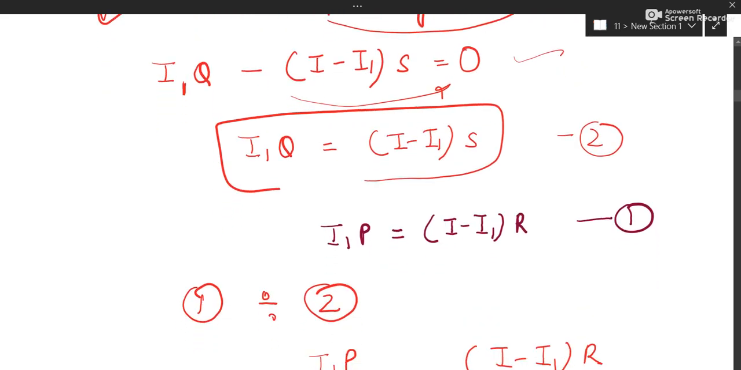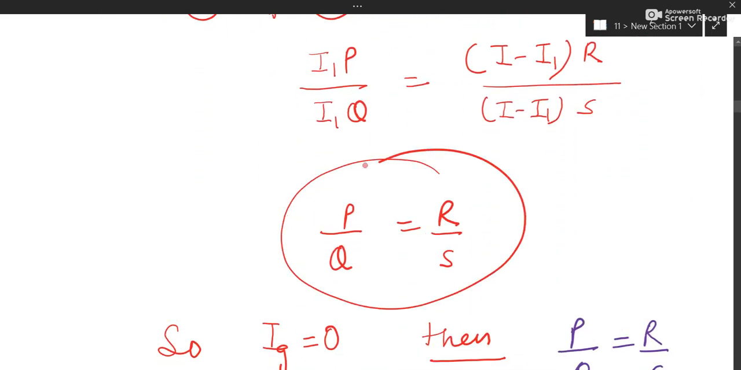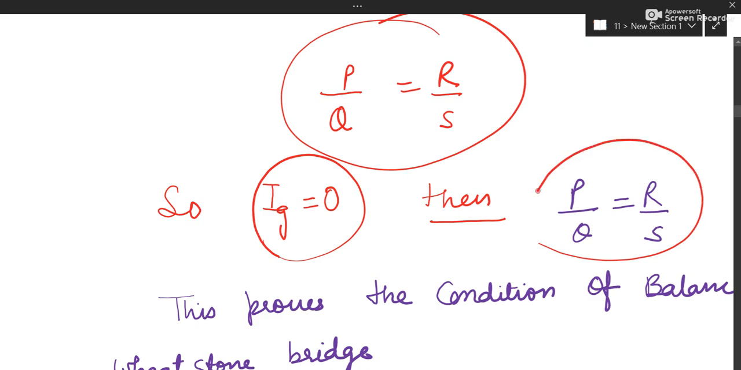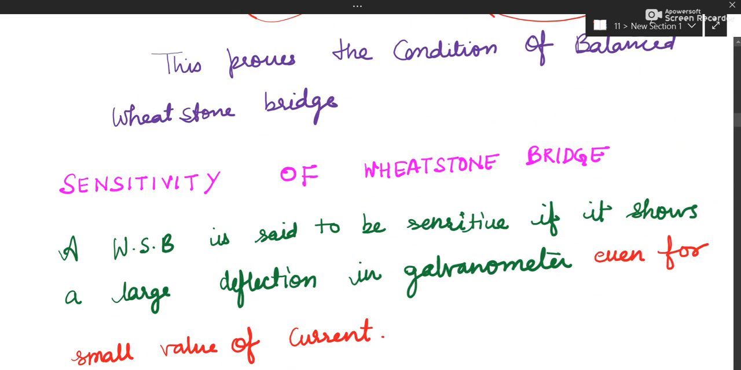Now you can divide. I've written equation number 1 once again here. So I've divided 1 by 2. You can see from here that I1 and I1 will be cancelled, and this term will be cancelled. So you'll get the ratio P by Q is equal to R by S. So we have got the condition of balanced Wheatstone bridge using Kirchhoff's law, that if no current is flowing through the middle arm, then this ratio holds good. So this proves the condition of balanced Wheatstone bridge.